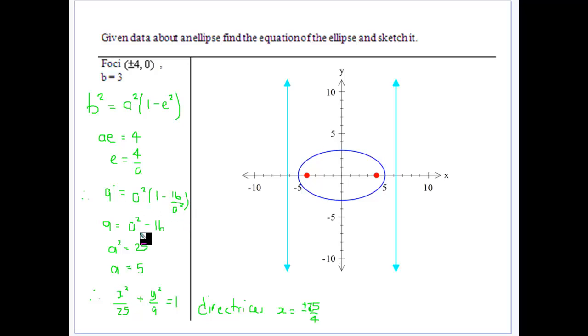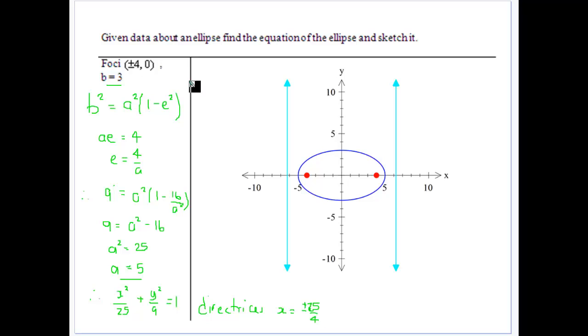The a squared's cancel, which gives us a squared minus 16, which works out to be nice because a squared equals 25, or a would be 5. That allows us to get x squared on 25 plus y squared on 9 is equal to 1. So we've got our a value, we've got our b value, we know where our foci are, and we can work out the directrices. That's plus or minus 25 on 4. So that works out nicely for us. So again, we are able to draw up, once we've got a, b, the eccentricity, which allows us to get our foci and directrices.